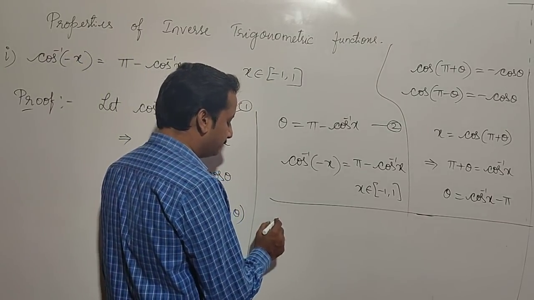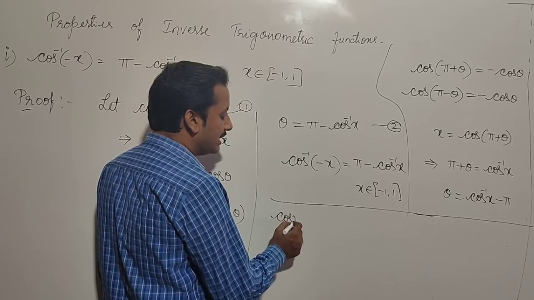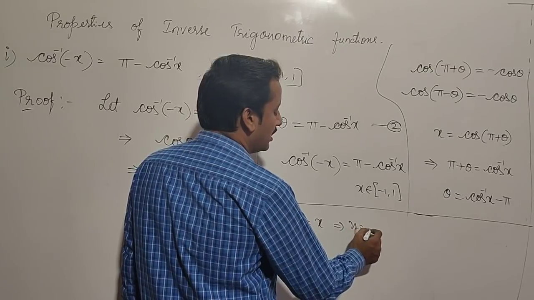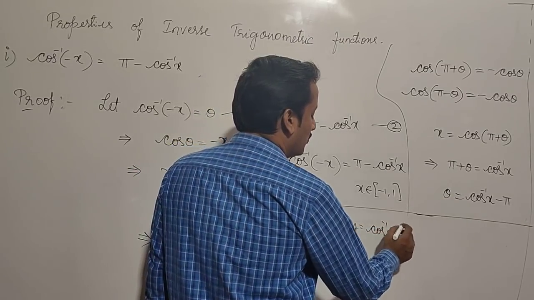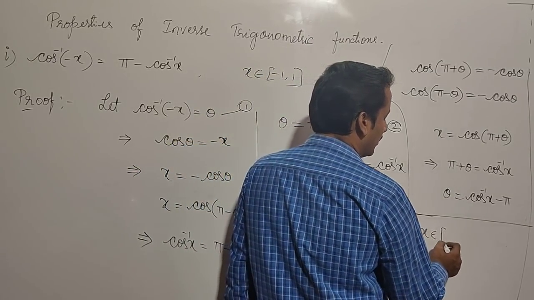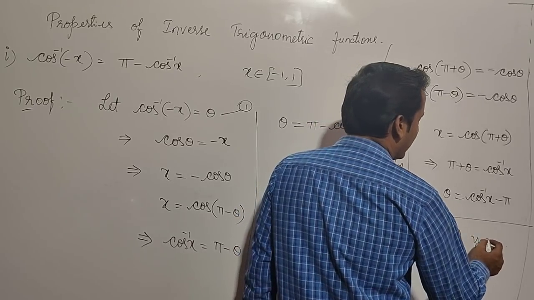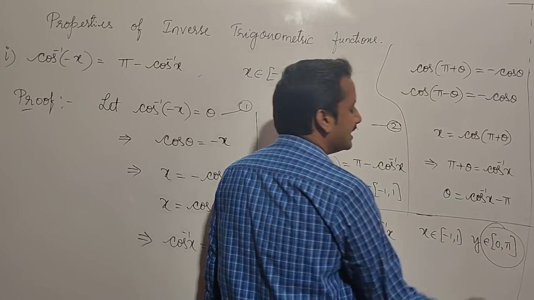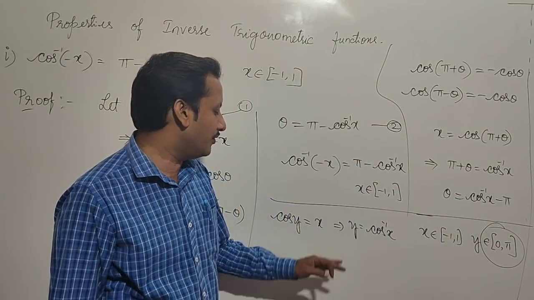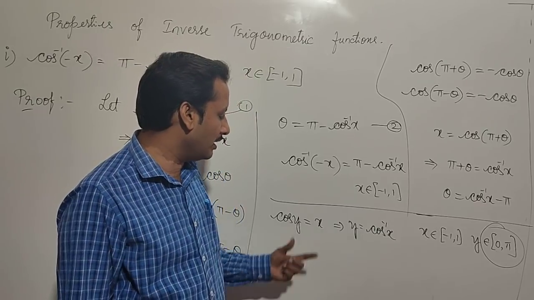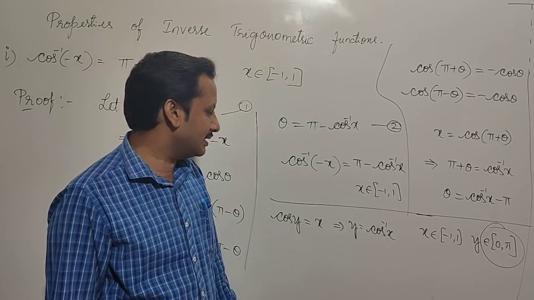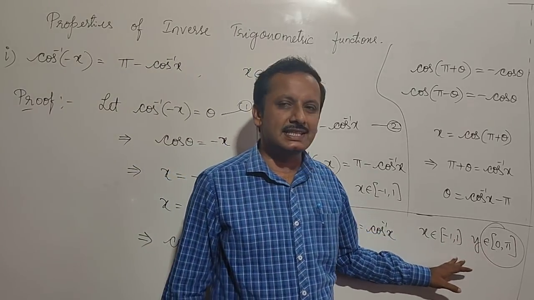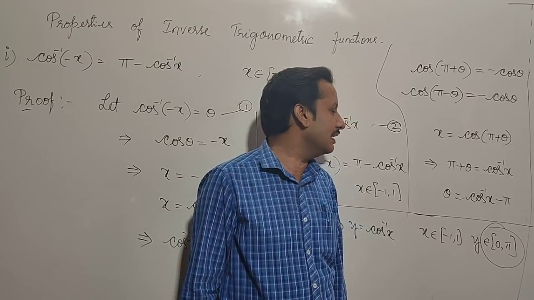We write cos y is equal to x will imply y is equal to cos inverse x whenever x belongs to minus 1 to 1 and y belongs to 0 to pi. This 0 to pi is the principal branch of cos inverse x. So cos y is equal to x will imply y is equal to cos inverse x whenever x is in this interval and y is in this interval.